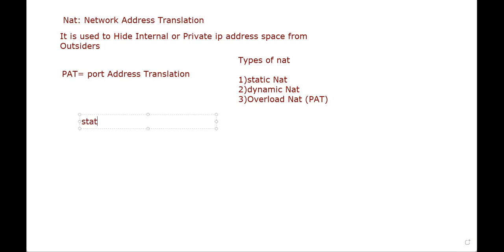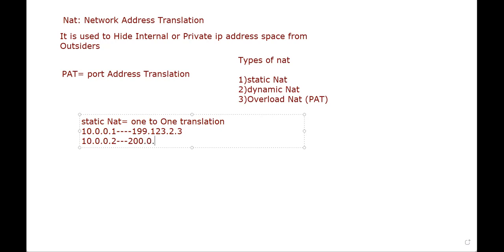Static NAT is a one-to-one translation. One-to-one translation means, for example, if one IP 10.0.0.1 is going to change into 192.123.1.2, we are changing only one-to-one. 10.0.0.2 is changed into 200.0.0.1. If we are changing one-to-one, then that is called static NAT. One to one, single IP to single IP change.